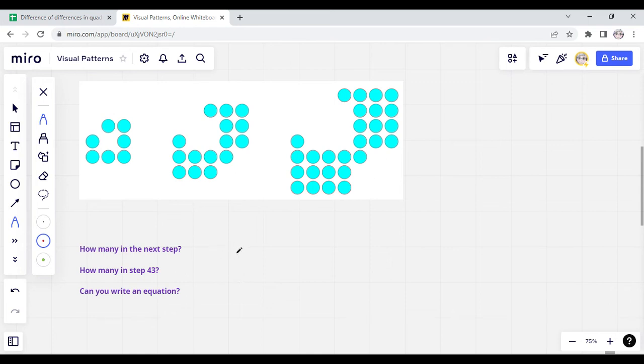Hello, everybody. We've got another visual pattern challenge for you today. And this one's kind of an odd looking one. Here's step one in our pattern. Here's step two. Here's step three.